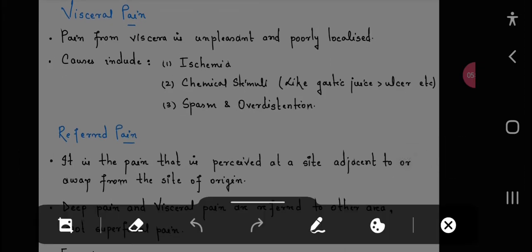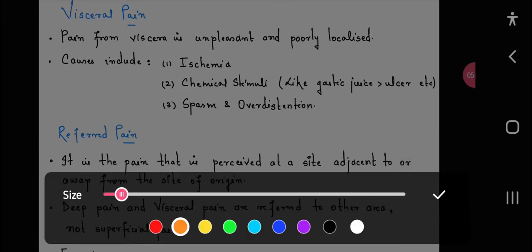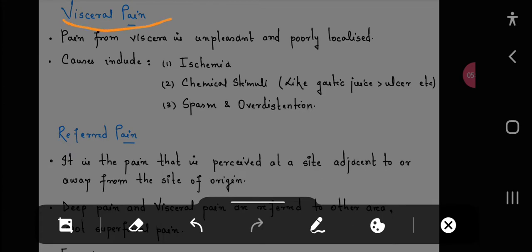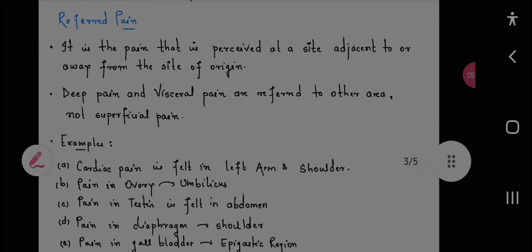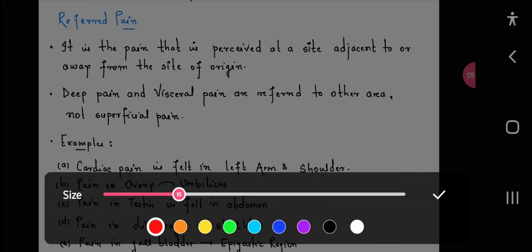Visceral pain. Visceral pain is referred pain. Pain from viscera is unpleasant and poorly localized. Causes include ischemia, chemical stimuli like gastric juice, ulcer, etc., spasm, and overdistension. And here we will talk about referred pain.